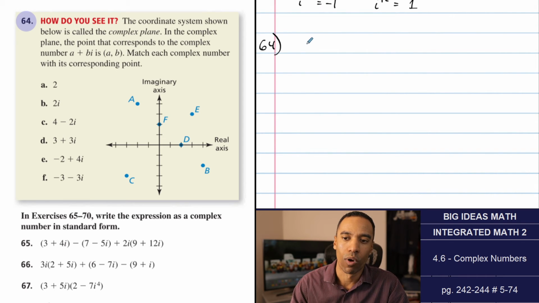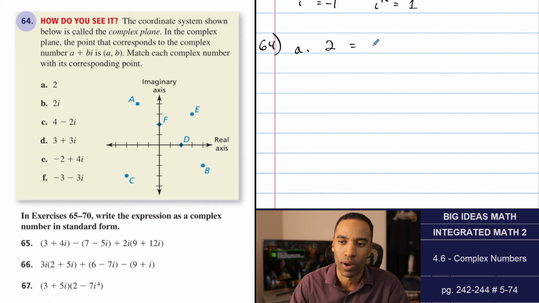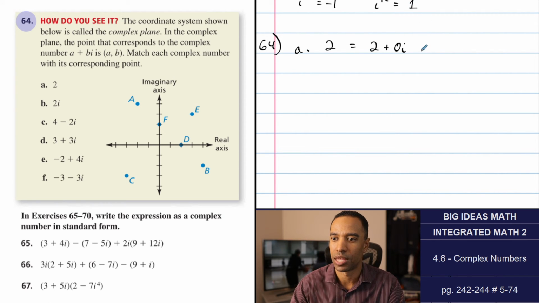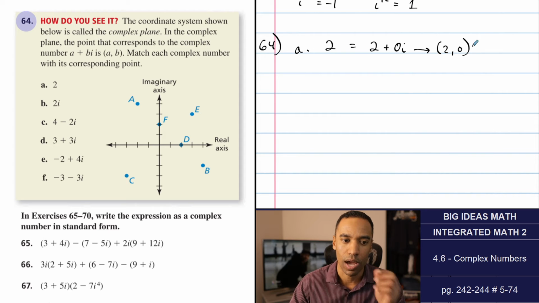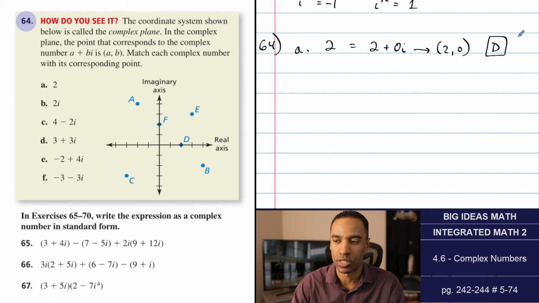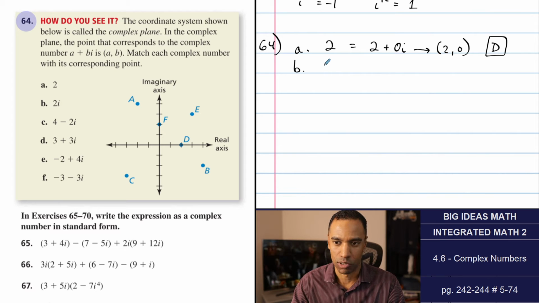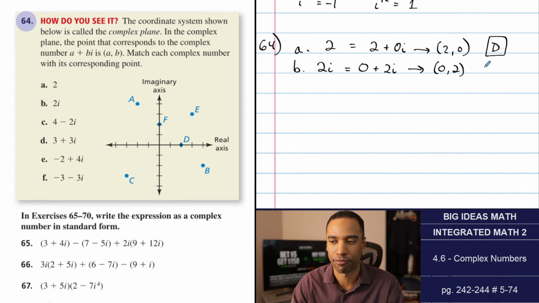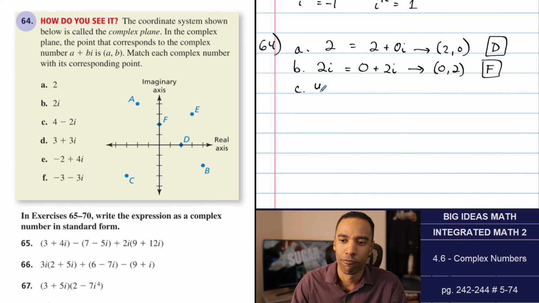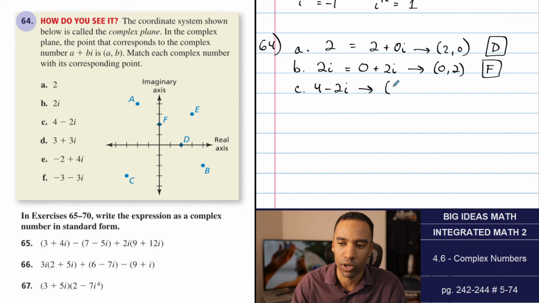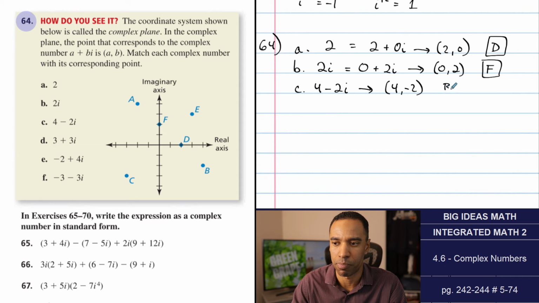Okay, so work-wise, all I'm going to do is this. Part A: 2 is also 2 plus 0i, which means the ordered pair that it corresponds with is (2, 0). If it's (2, 0), that point is D. You can see where D is at (2, 0). So that's how I'm going to do the work. B: 2i is also 0 plus 2i, which means the ordered pair is (0, 2), which is F. C: 4 minus 2i has the corresponding ordered pair (4, -2), which looks like that's B.